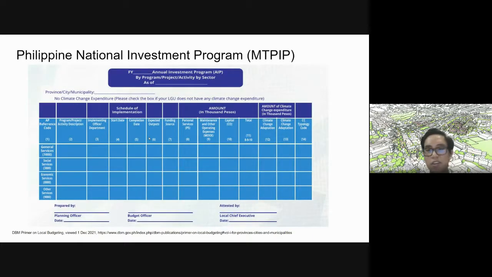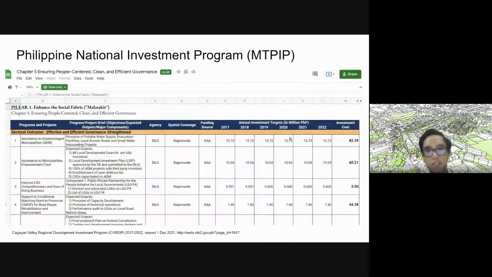And just to give you guys an idea of what a budget looks like, this is their format prepared by a planning officer, a budget officer, and a local chief executive. So you have the reference code for the general services, whatever services they need here, program activity description, implementing office, start date, completion date, expected outputs, funding source, personal services, maintenance and other operating expenses, capital total, climate change adaptation. I don't know what this is. I think this is a new one because they're including it in their budget.